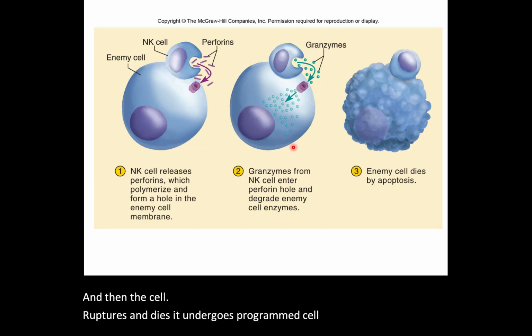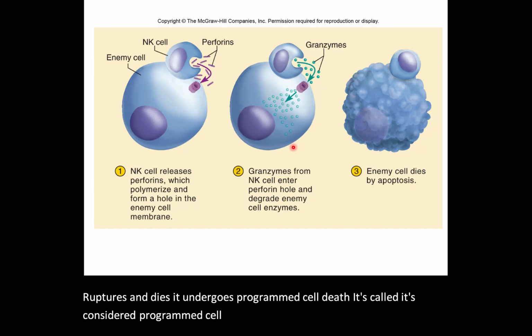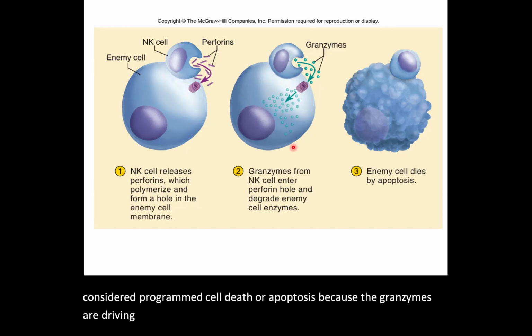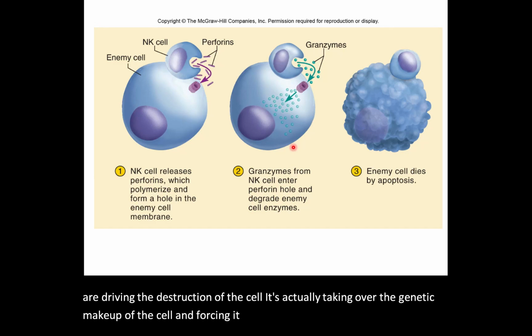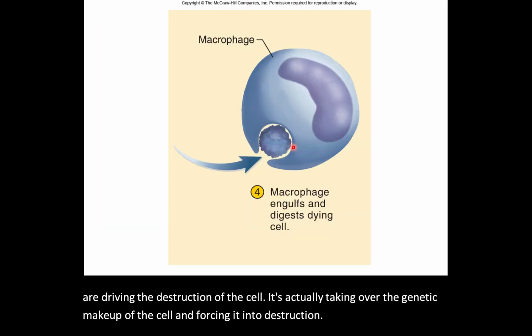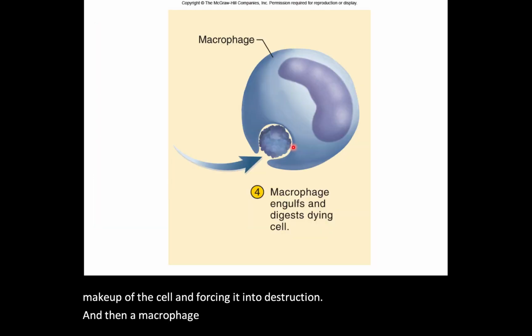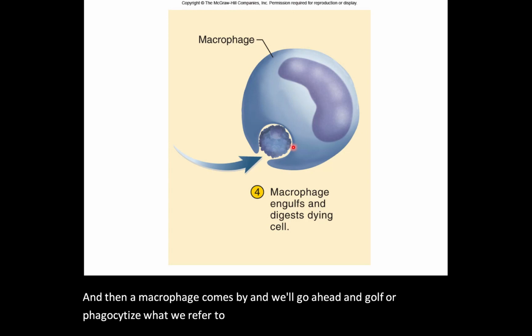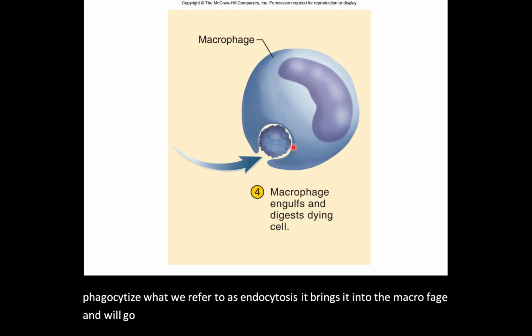It's considered programmed cell death or apoptosis because the granzymes are driving the destruction of the cell. It's actually taking over the genetic makeup of the cell and forcing it into destruction. And then a macrophage comes by and will go ahead and engulf or phagocytize, what we refer to as endocytosis. It brings it into the macrophage and it will continue the breakdown and the destruction of that targeted cell.